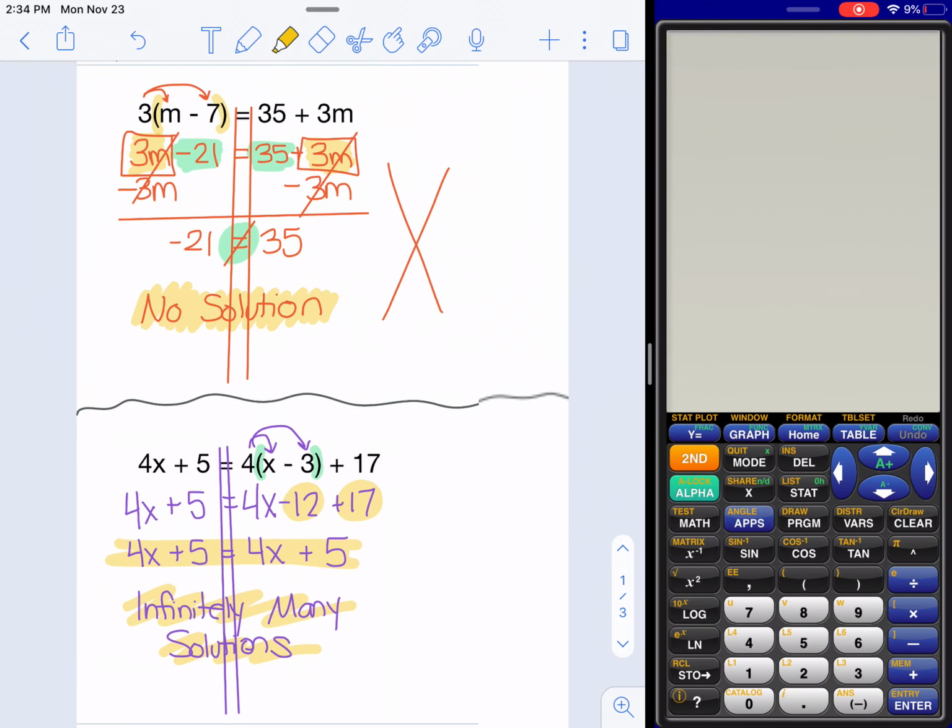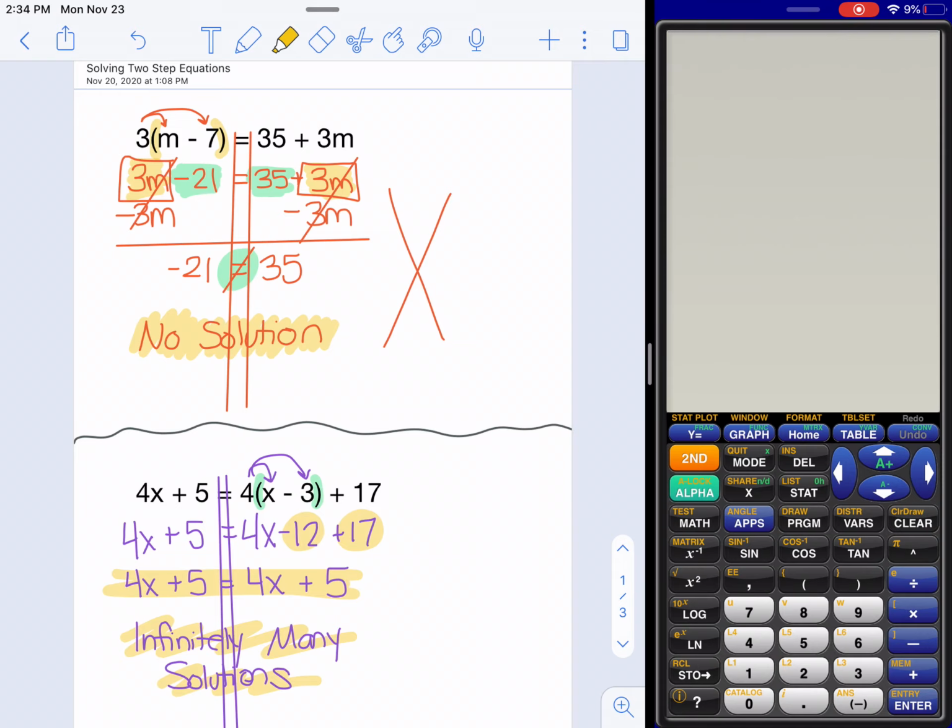So use these as good examples. We'll check back after you're done, but these two examples should get you started in case you see a no solution or infinitely many solutions.